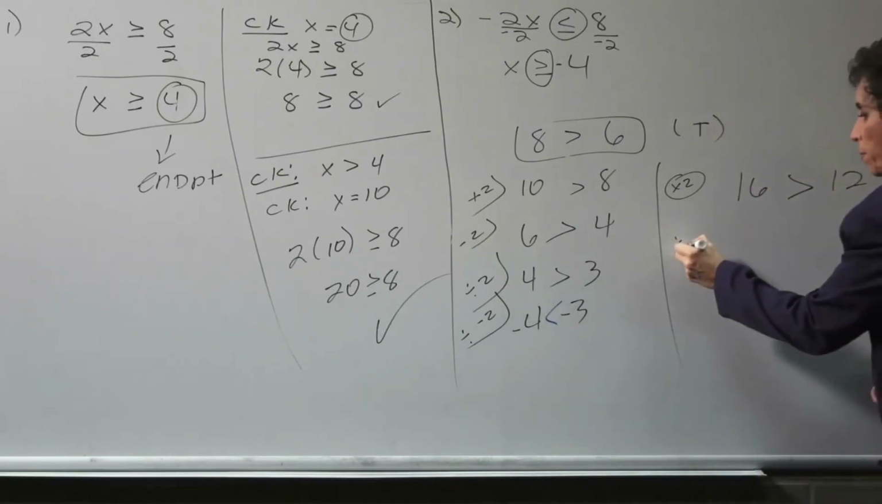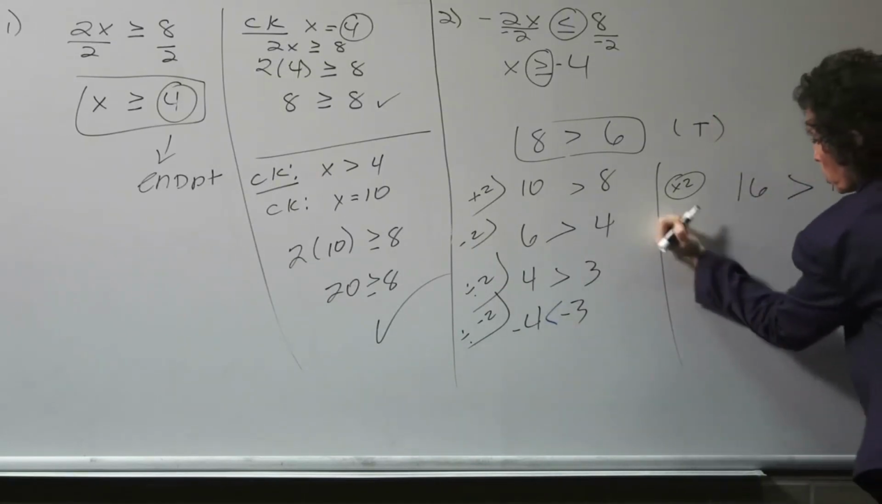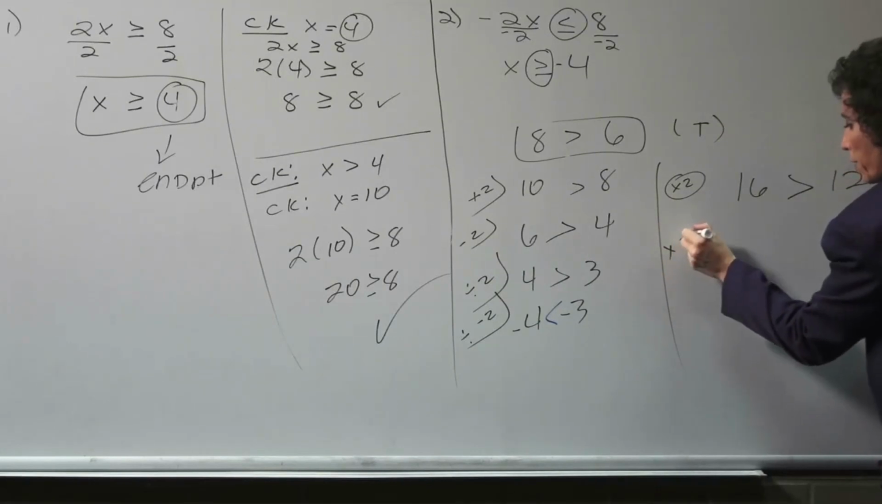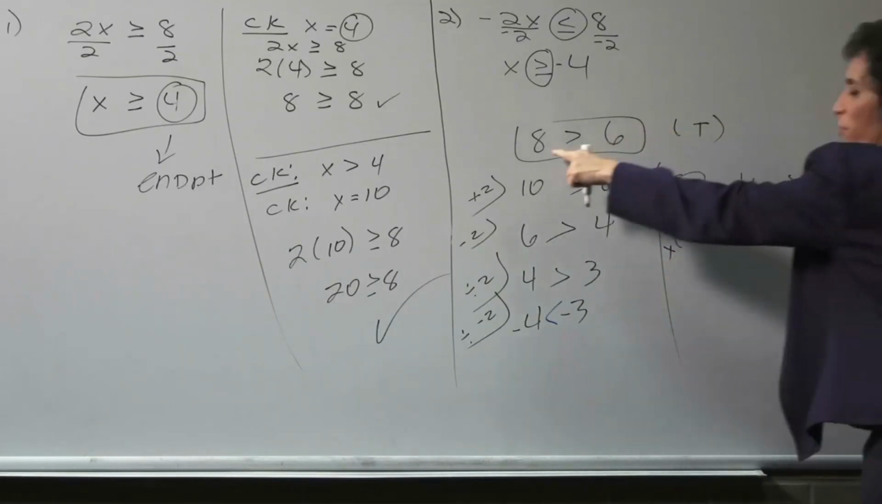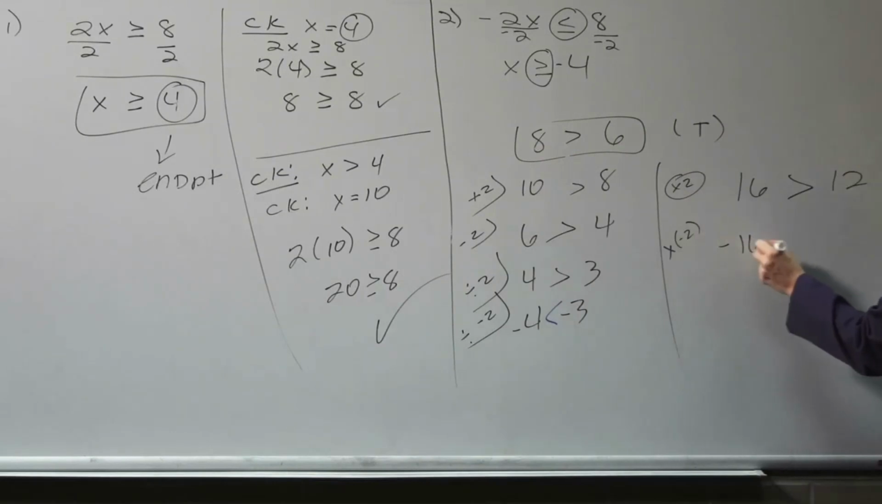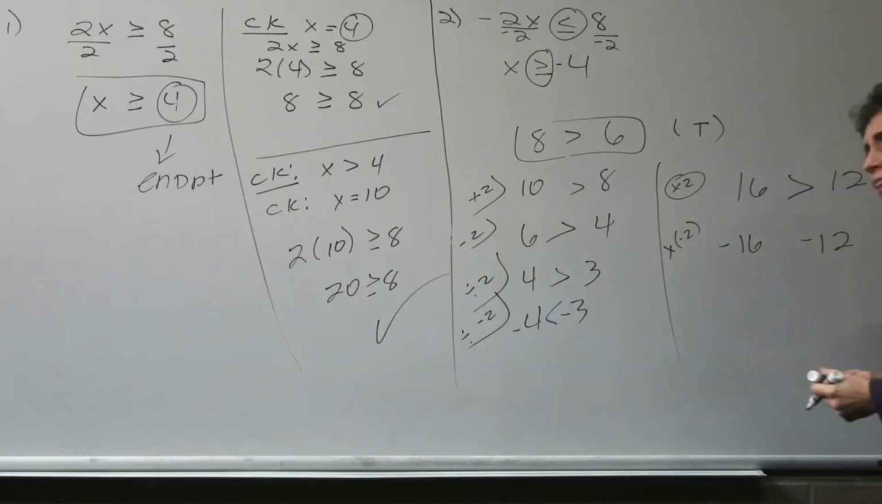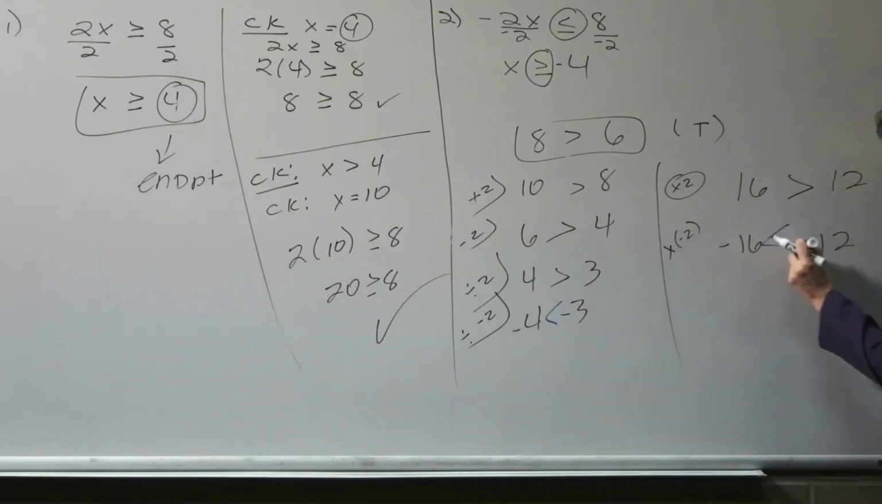Okay? Let's multiply. We're still multiplying. Let's multiply by negative 2. Multiply the original by negative 2. Negative 16, negative 12. What about now? No way, I have to flip the symbol.